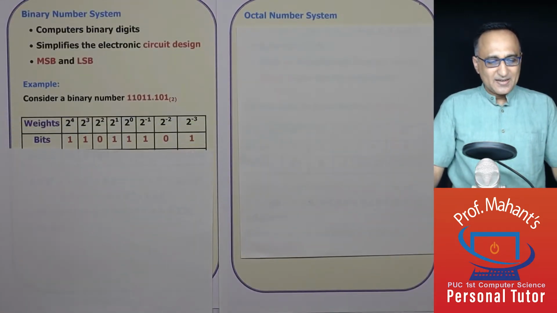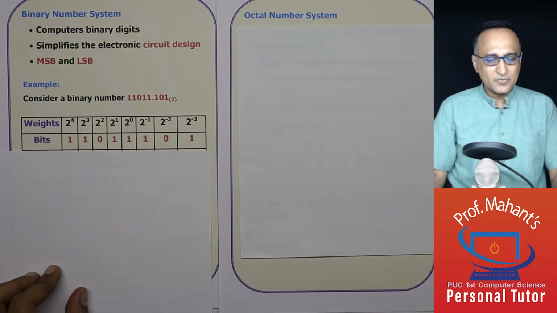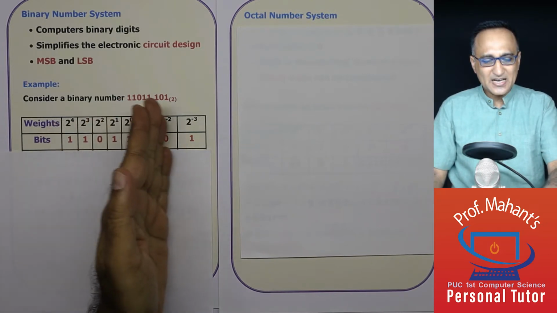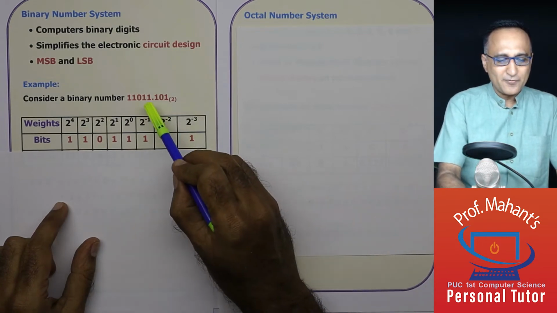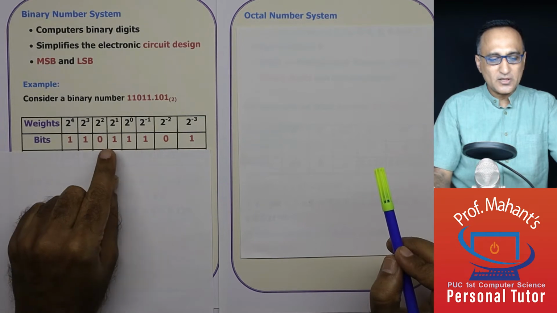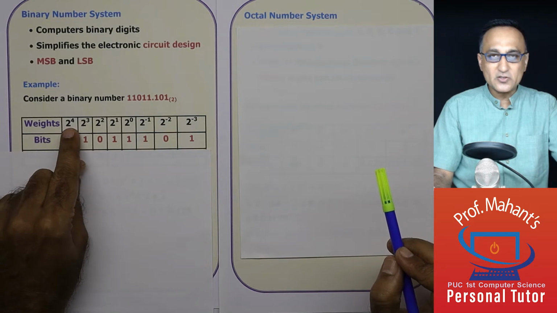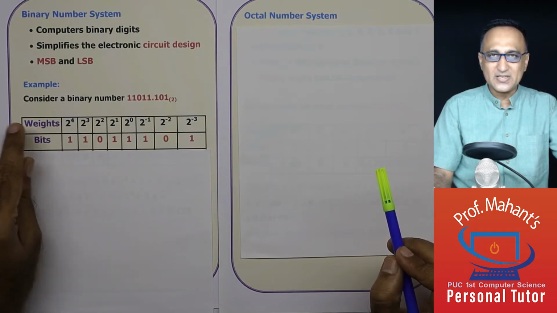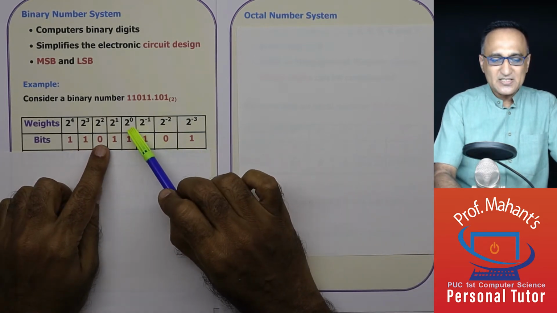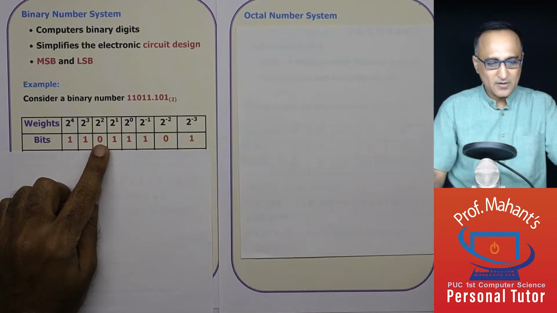So let's say we try to represent this particular number in this particular table. This is before the decimal, this is after the decimal. Before the decimal, the weight of this 1 is 2 raised to 0. The weight of the next one is 2 raised to 1, 2 raised to 2, 2 raised to 3, 2 raised to 4, 2 raised to 5, 2 raised to 6, and so on as we keep moving to the left side. And on the right side, it keeps decreasing: 2 raised to minus 1, 2 raised to minus 2, and 2 raised to minus 3.